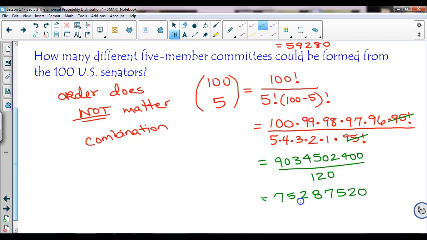Y'all, we have 100 members of our Senate. Do you realize this is a real world problem? Can you believe that? Doesn't that blow your mind? Think about it. There's 80 students here at gun school. So if I made a committee of 4 people, how huge, how many different possibilities that would be. Isn't that crazy?